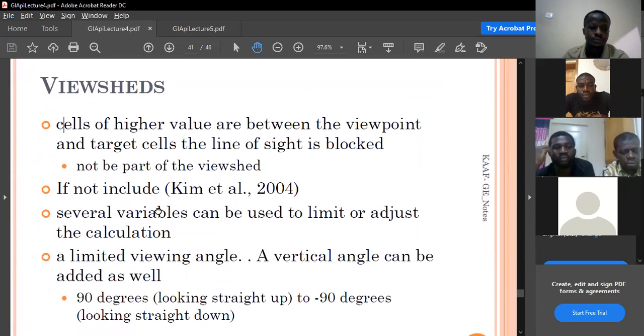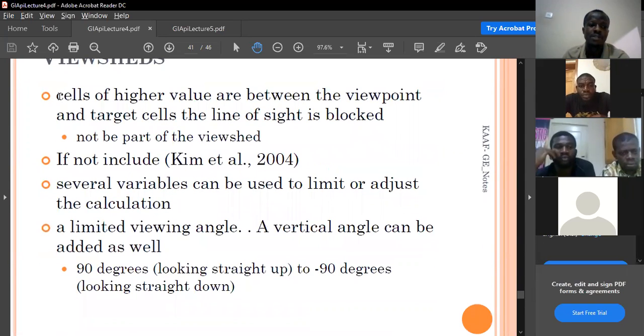So take this statement, for example: cells of higher value between the viewpoint and the target cells block the line of sight and cannot be part of the view shed. Once you have a cell that is blocking another cell because the value is higher, the cells behind it cannot be seen. This is what we just talked about. So we can limit the angle that you can look at.